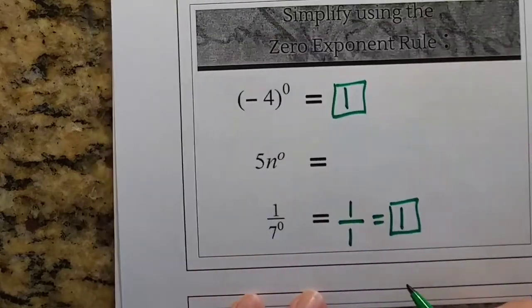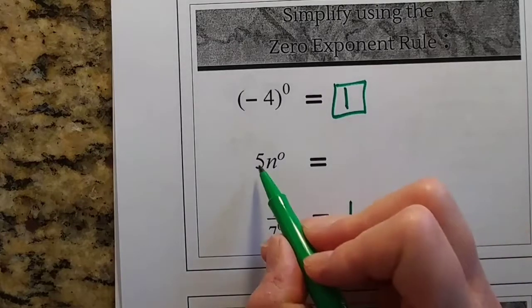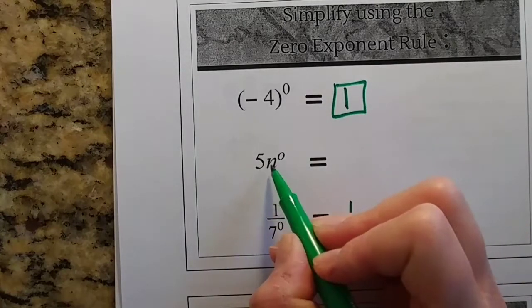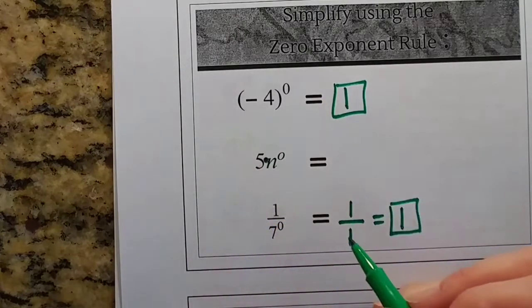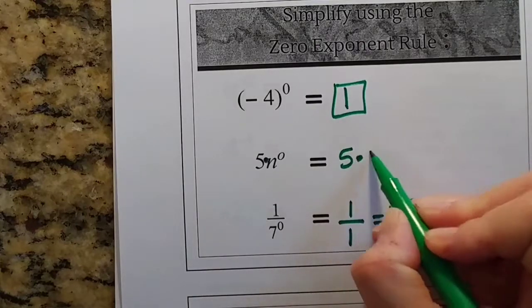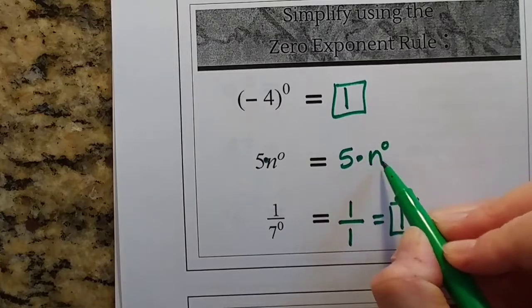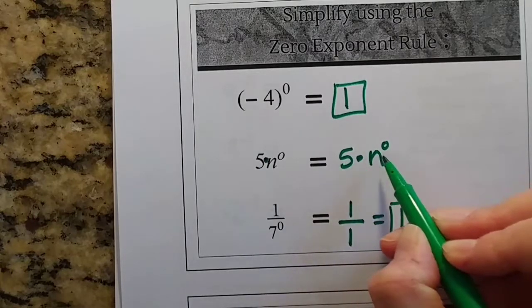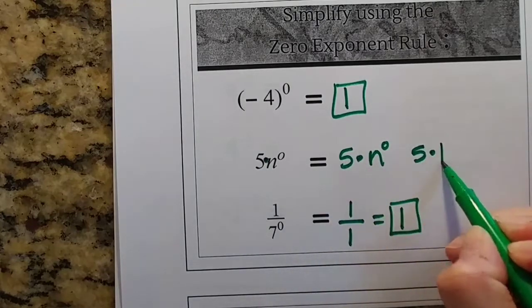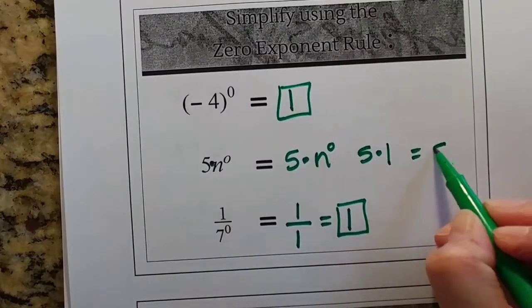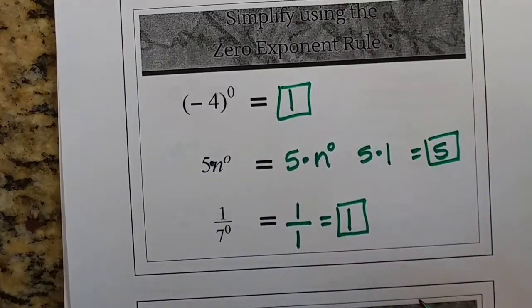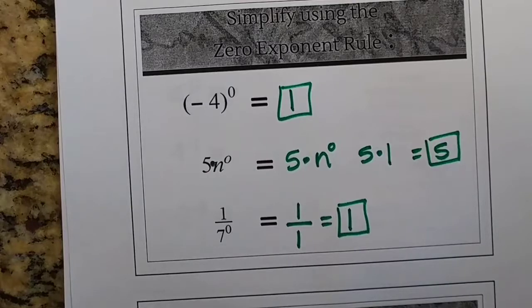Now let's take a look at this, because this one's different. Now I have 5 stuck to the end. They're stuck together with an invisible multiplication. So this is 5 times n to the 0. Well, we know that any number to the 0 power is 1. So this is the same as 5 times 1, which is equal to 5. So this one's just a little bit different. So there we have it. We simplified using the zero exponent rule.